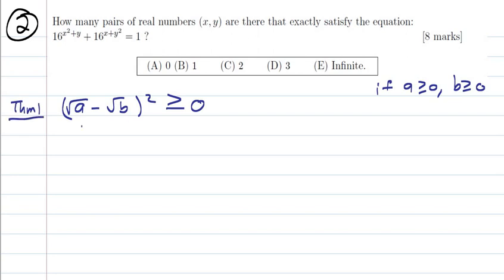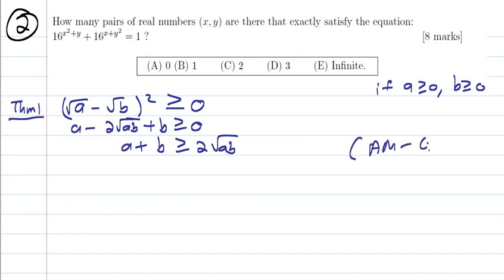theorem 1. So if you rewrite this, you get a minus twice root ab plus b is greater or equal to 0, and you get a plus b is greater or equal to twice root ab. Another way is, this is also called the AM-GM. So there are many ways you can derive this. Alright.